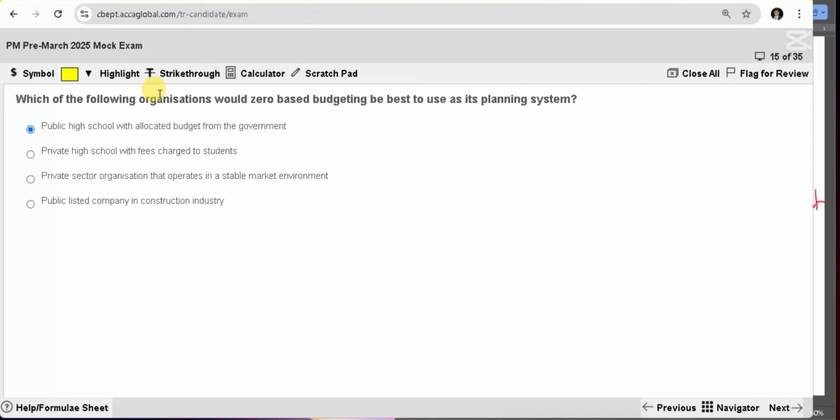They may have several activities to do. So how they are going to rank the activities, decision packages, ranking and making the budget, zero-based budgeting is of more use than the others. Right? It doesn't mean others don't need zero-based budgeting. They also can use it, but this one benefits more from using zero-based budgeting.